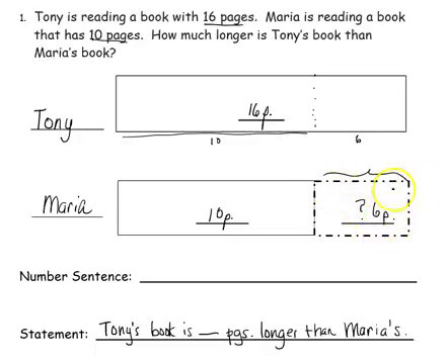And again, the dotted box always shows us the difference between the two tapes. So we'll say Toni's book is 6 pages longer than Maria's, and we can get that by taking the number of pages in his book minus the number of pages in Maria's book, and we get the difference between the two. 16 minus 10 equals 6.